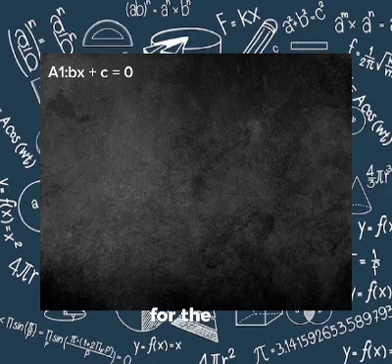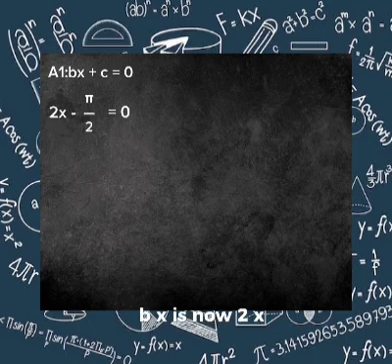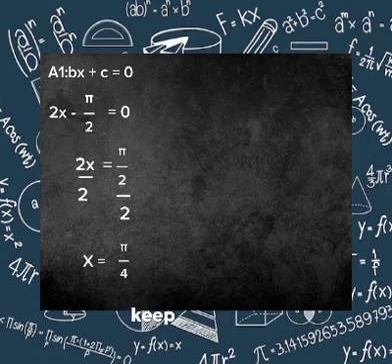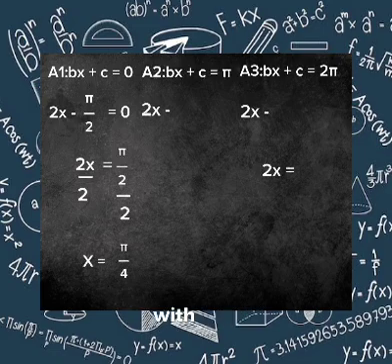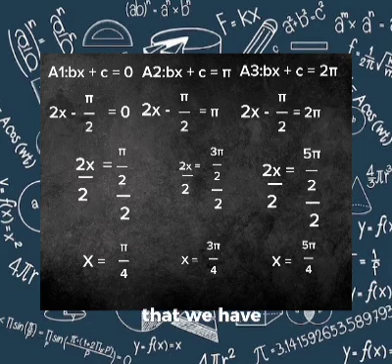Now we solve for the first asymptote. We replace the labels with the corresponding numbers. Bx is now 2x and c is negative pi over 2. Since c is negative, we will be subtracting instead of adding. Let's solve. Keep doing this with the other asymptotes. Now that we have our asymptotes, let's proceed to the table.